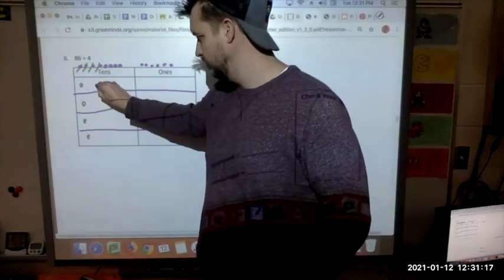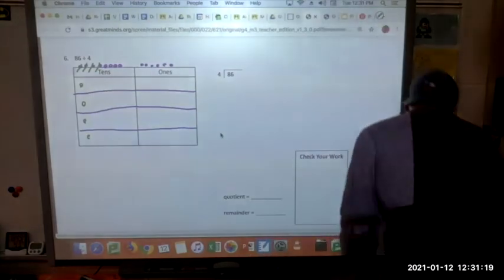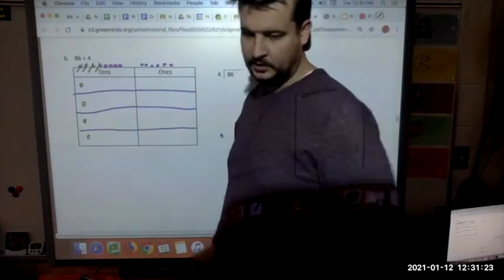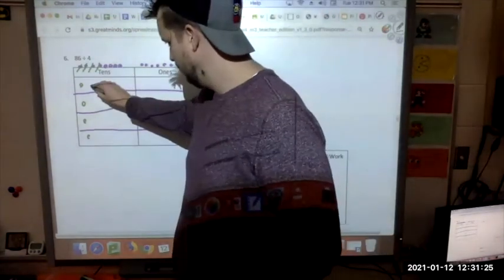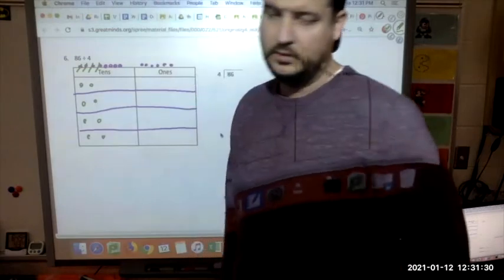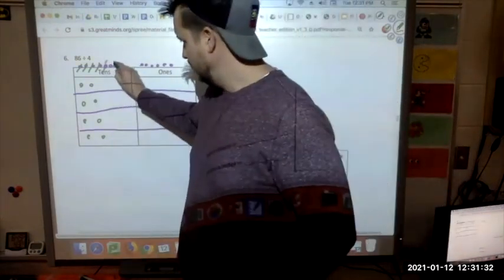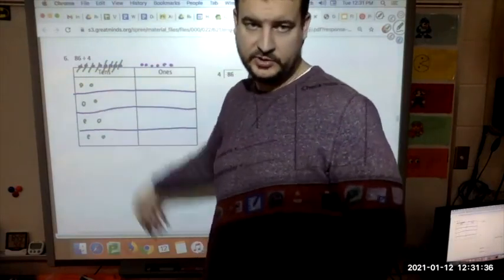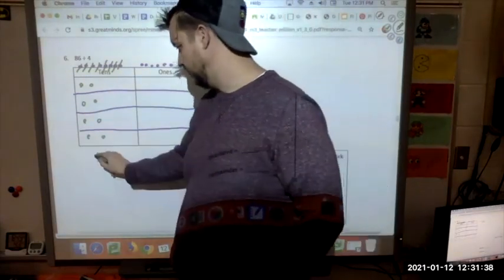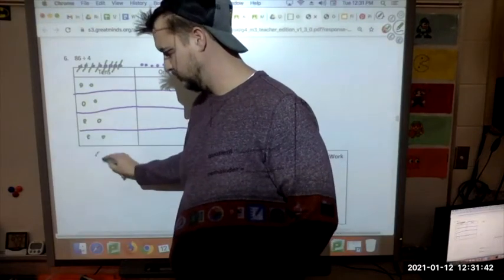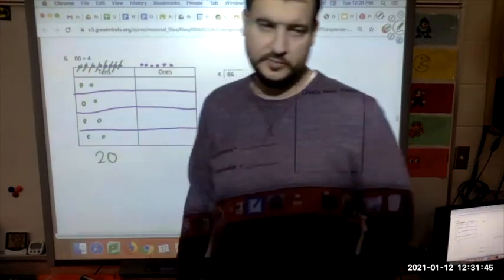My board's going to stop working right now. 1, 2, 3, 4. Cross, cross, cross, cross. There's nothing left to share, so I was able to share fairly. So I'm counting up one group. I have 10, 20. 20 in one group of 10.